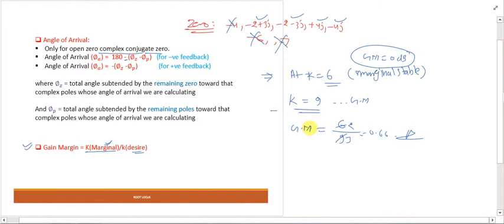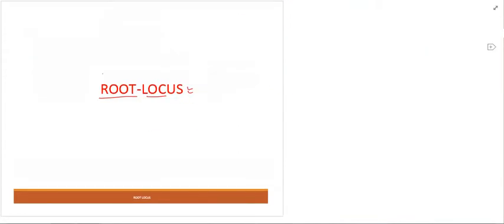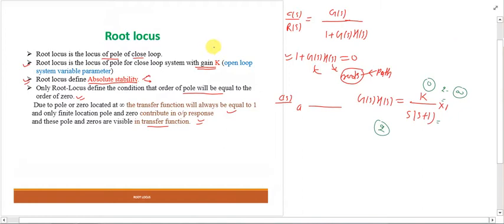In the next class we will solve a number of problems on the basis of this root locus. Just a quick revision of all the slides here. We generally use root locus for a closed loop system, and it always gives absolute stability, for a system that has an equal number of poles and zeros.